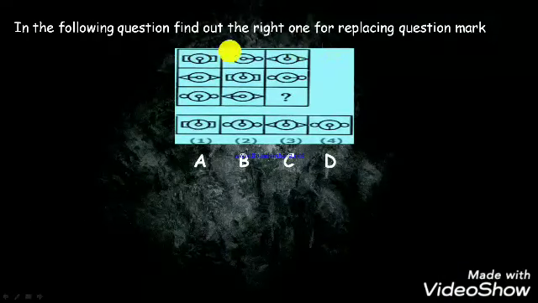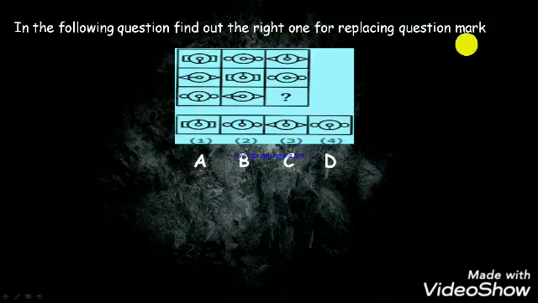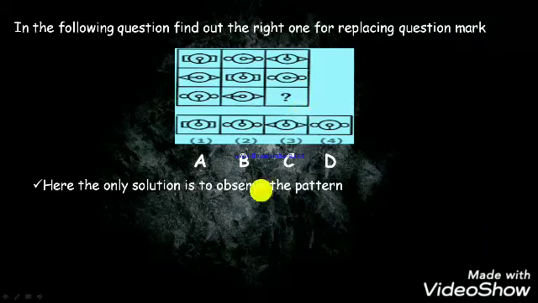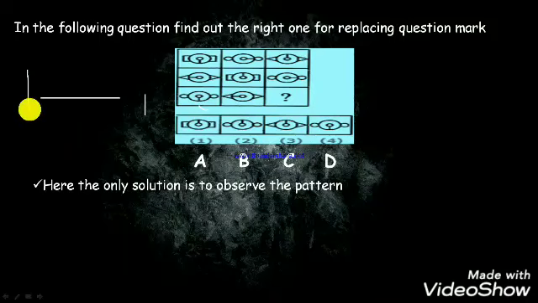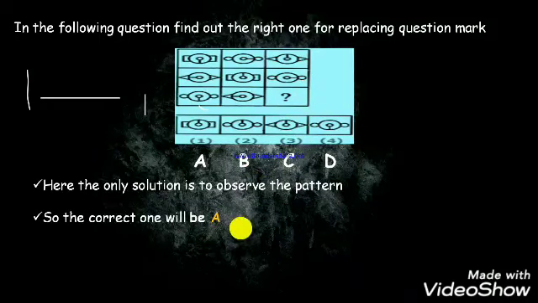Now in the following question, find out the right one for replacing the question mark. Here the only solution is to observe the pattern. If I observe the pattern from here, the line was like this and then the line became like this. So the line should be like this. So I think the third option should be the correct one. Okay.